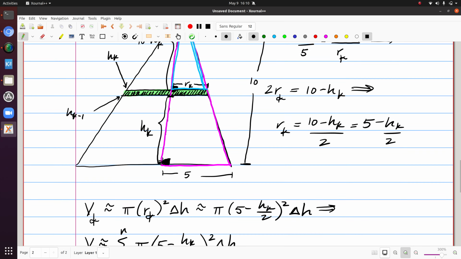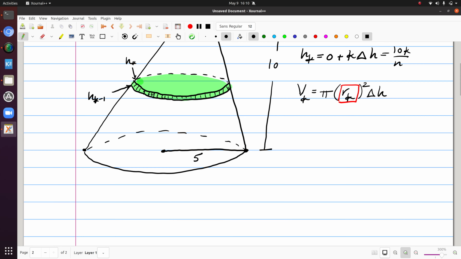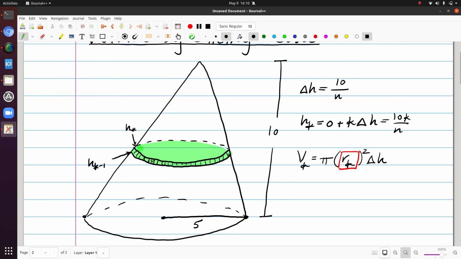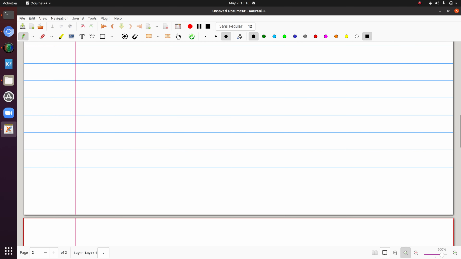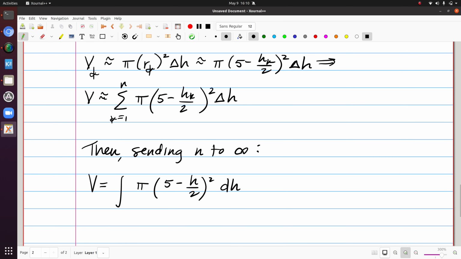dh. And to find the suitable bounds on h, we come back up here and notice that we're placing this cone on the ground. Smallest value of h is 0, and the largest value when I'm at the very top is going to be 10, the height of the cone. So my bounds on my integral are 0 to 10.